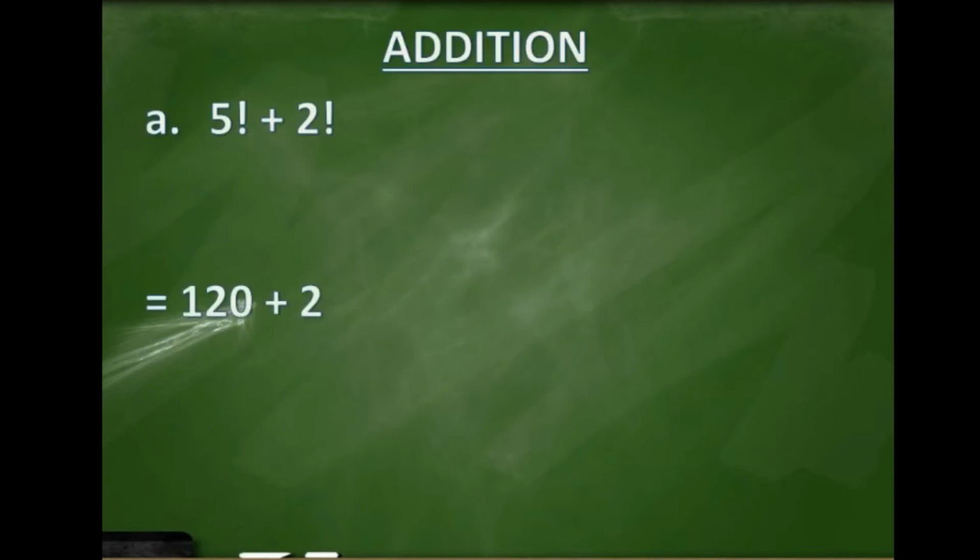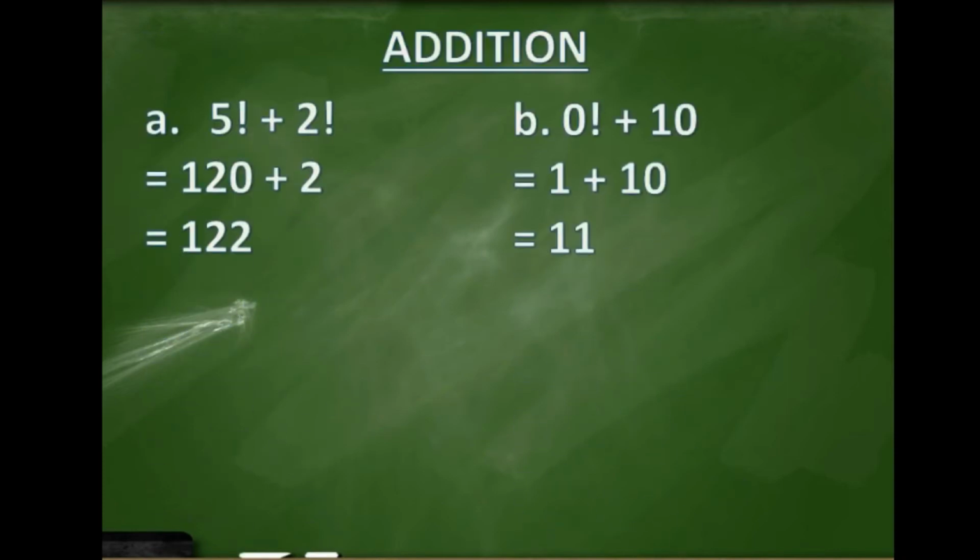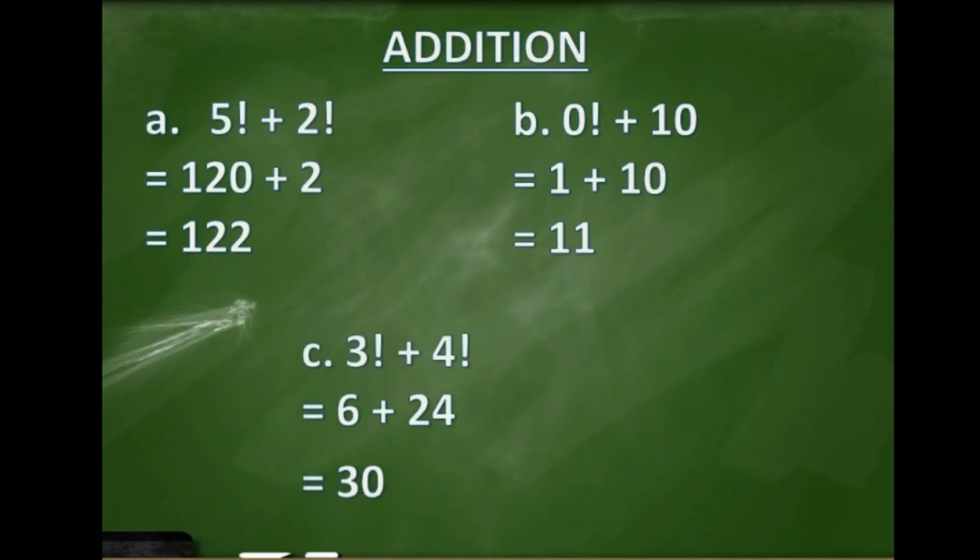Let's start with addition. So, 5 factorial plus 2 factorial. Now, we know that 5 factorial is equal to 120. We have to evaluate first and find the value. We cannot solve it by saying 5 factorial plus 2 factorial is equal to 7 factorial. That's wrong. So the first step is to evaluate the value of 5 factorial and the value of 2 factorial. So 5 factorial is equal to 120 plus the value of 2 factorial, which is 2. So 120 plus 2 gives us 122.